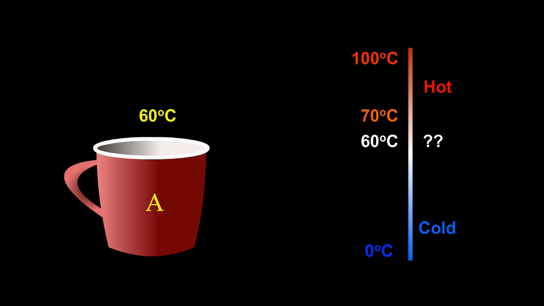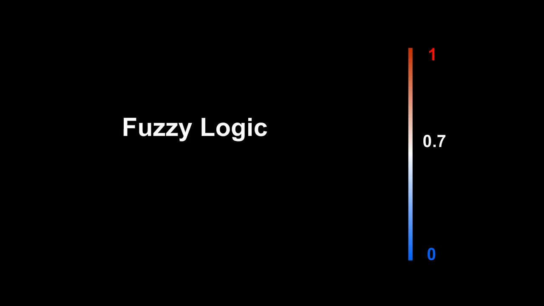Now consider the same example again. We measure the temperature of water in cup A again 20 minutes later. It is 60 degrees Celsius. It is not hot, but it is also not cold. It is warm. So we need more values than just two values, true and false, or 0 and 1. We need values in between 0 and 1, like 0.5 or 0.7. This is an example of a fuzzy logic. It has not only values 0 and 1, but also values between 0 and 1.